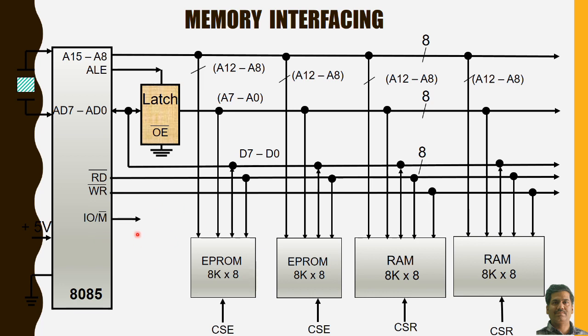So in this way, we can proceed for either 4 EEPROMs or 4 RAMs, and we can also connect 8 RAMs and EEPROMs. The only thing is that the chip select logic will go on changing, and the starting and end addresses will go on changing for each of these memory locations.